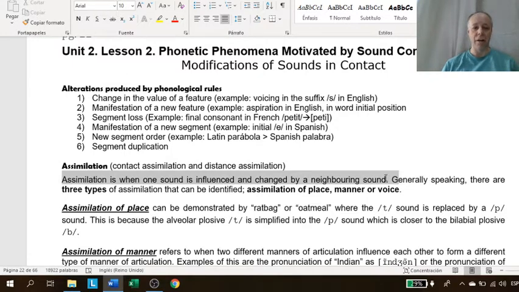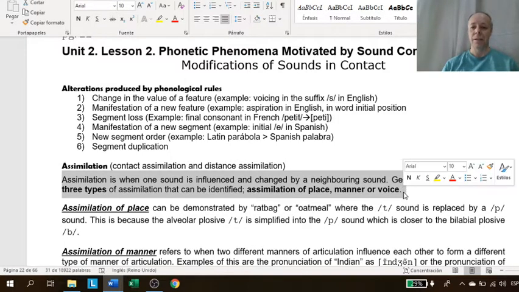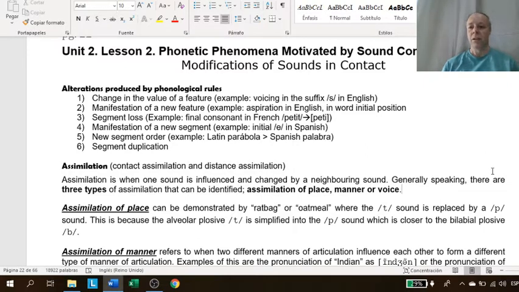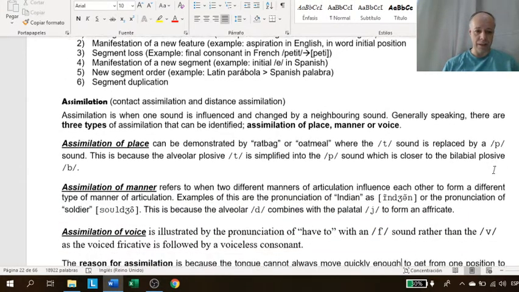Generally speaking, there are three types of assimilation that can be identified: assimilation of place, manner, or voice. We're not going to cover those. Instead, we're going to see two other types of assimilation. Again, assimilation is when one sound is influenced by a neighboring sound, and that neighboring sound is stronger, and it forces the other sound to change, to be similar to it.